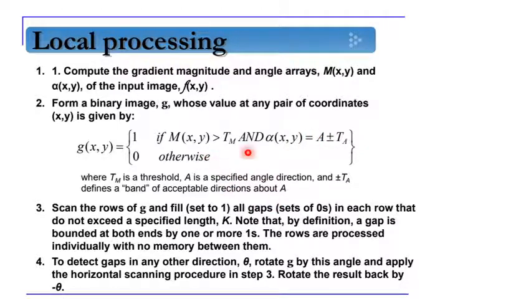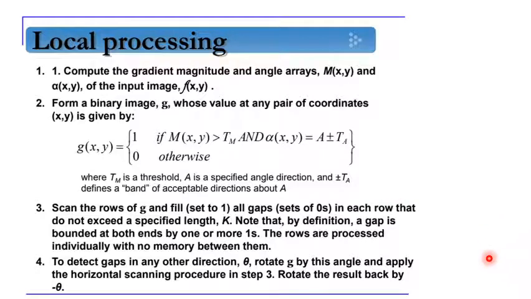So when both these conditions are satisfied, the value is assigned 1. Basically, what we are doing here is checking each and every point for both these similarities. The pixel should be similar in magnitude, as well as similar in direction with respect to the neighboring pixels, and only then the value will be assigned 1, otherwise the value will be assigned 0.